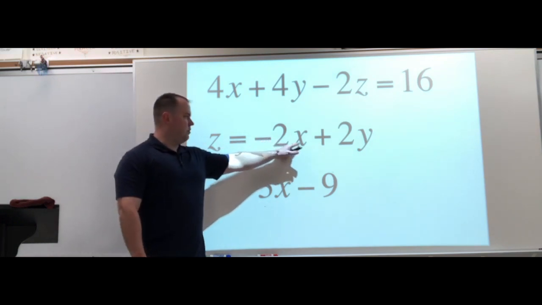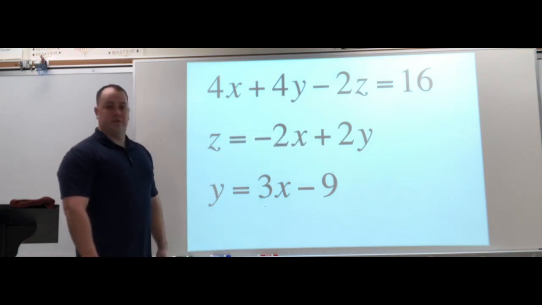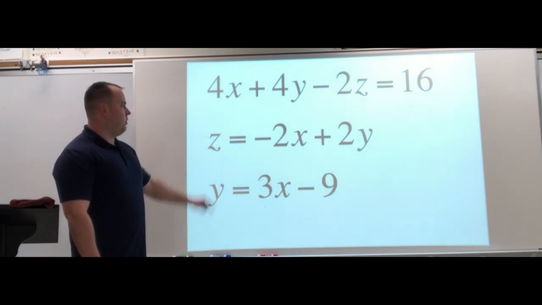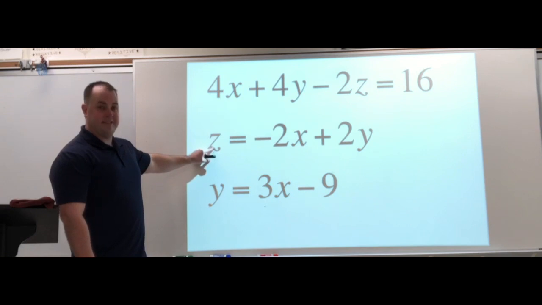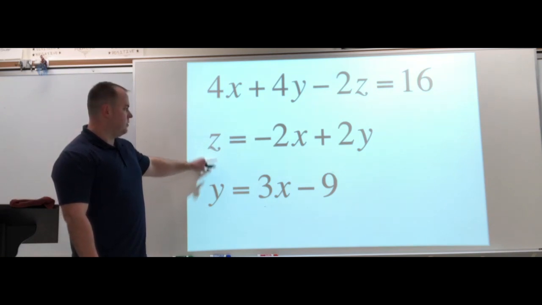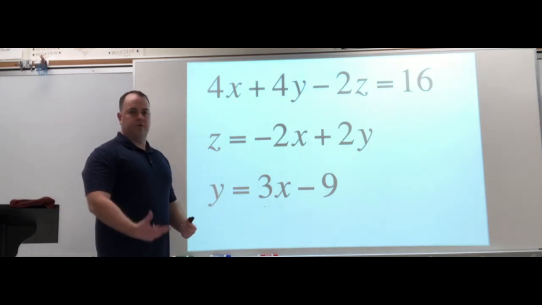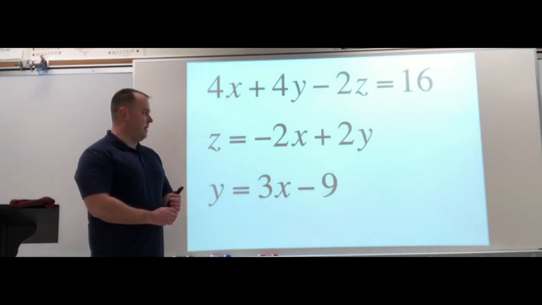Z equals -2x plus 2y. Again, that's three variables to it. On top, I have another three variable one. Okay? Now, what I like about this middle one, though, is that it has z by itself already. So what I want to do, and this is guessing and checking almost, is work through the problem and see if you can get a variable by itself.